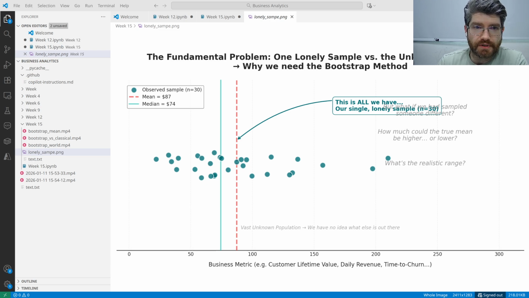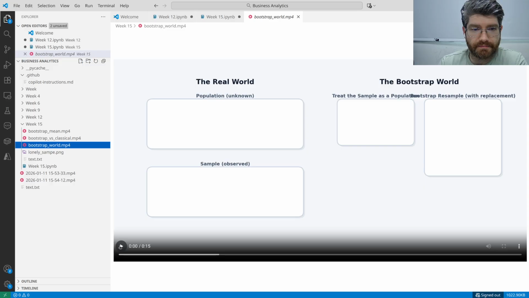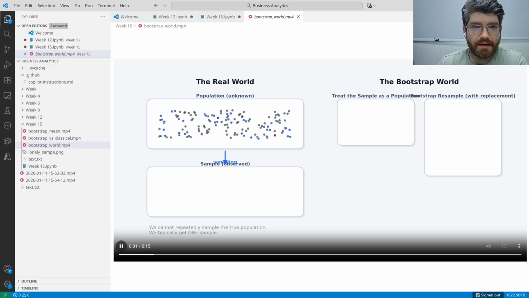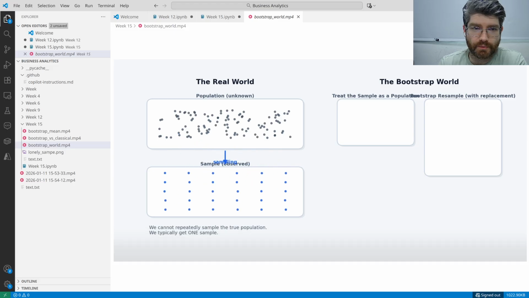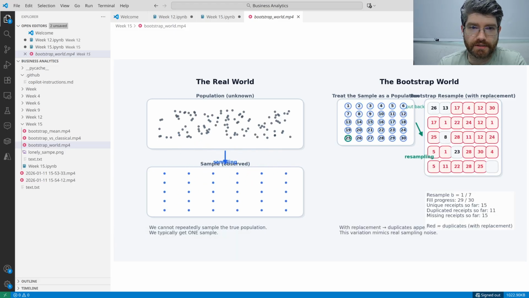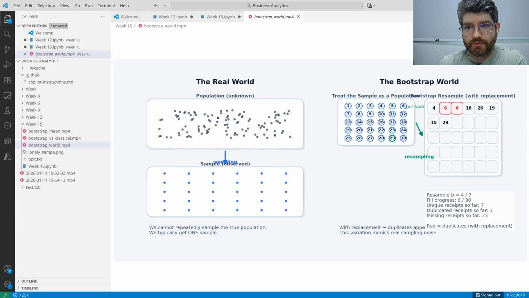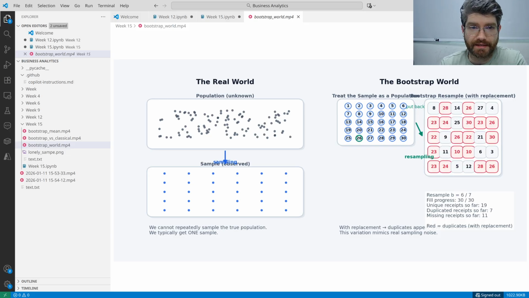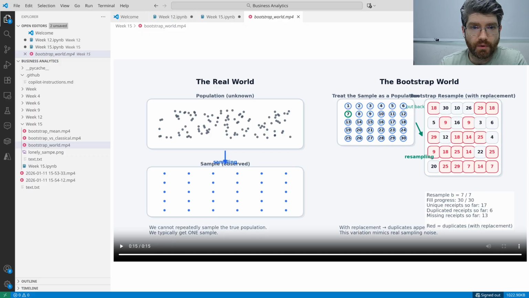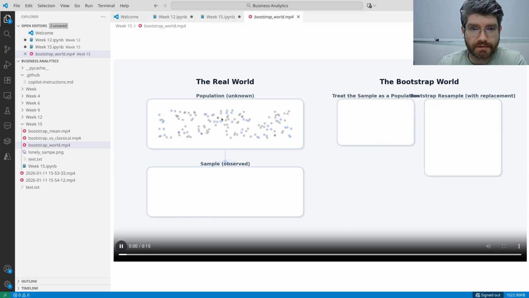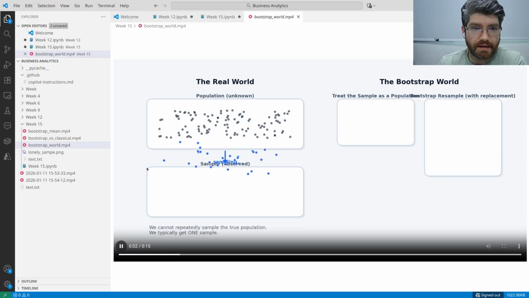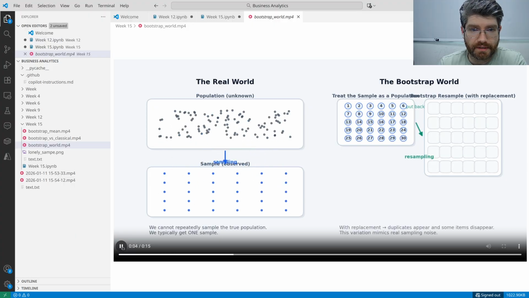So let's visualize the logic. We have over here, and let's play the animation. On the left, we have the real world. We have a massive unknown population. We draw one sample from it, and this is usually where the story ends. We can't afford to go back and survey 10,000 more people. Watch the bootstrap world appear and the sample, the observed one.